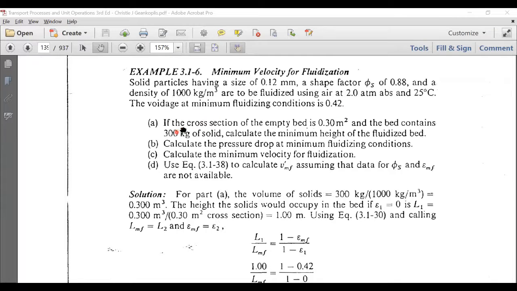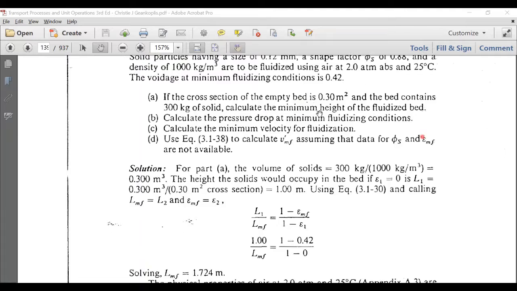Now, if the cross-sectional area of the empty bed is 0.3 square meter, and the bed contains 300 kilograms of solid, calculate the minimum height of the fluidized bed. Okay, so we go to point A first.